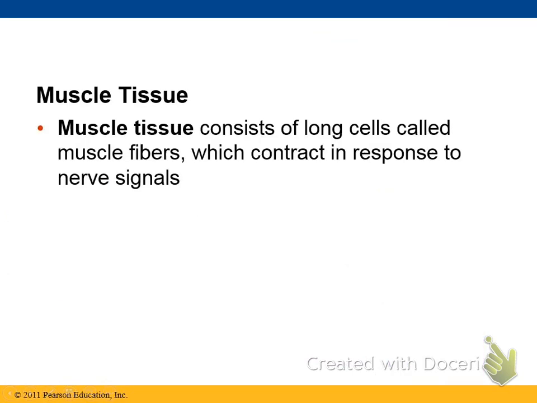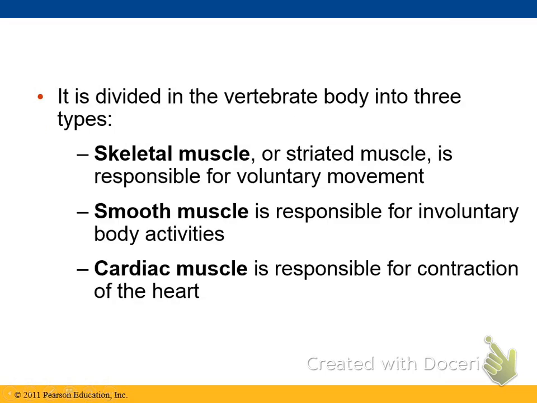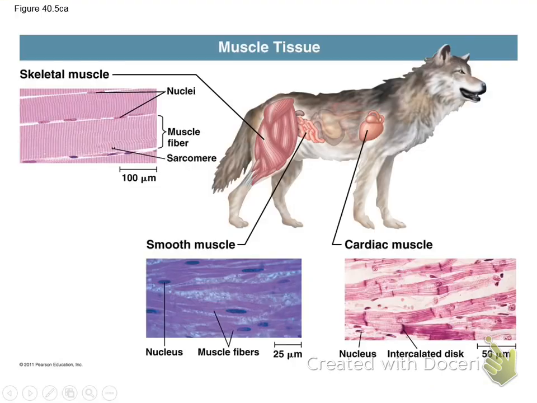Muscle tissues consist of long cells called muscle fibers, which contract in response to nerve signals. It is divided in the vertebrate body into 3 types. We have skeletal muscle, or striated muscle, which is responsible for voluntary movement. Smooth muscle is responsible for involuntary body action, and cardiac muscle is responsible for contraction of the heart. And again, we're going to show all those different types of muscles on a wolf.